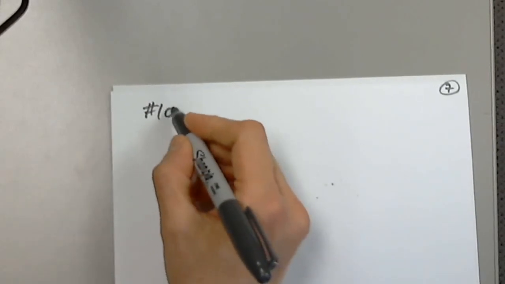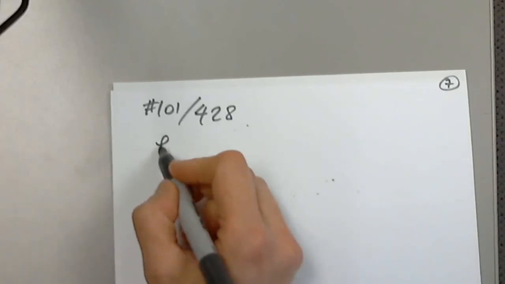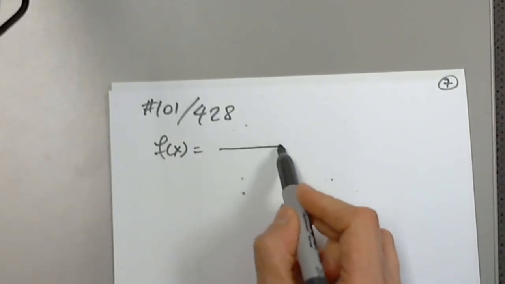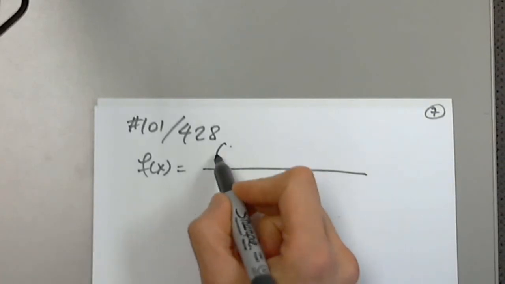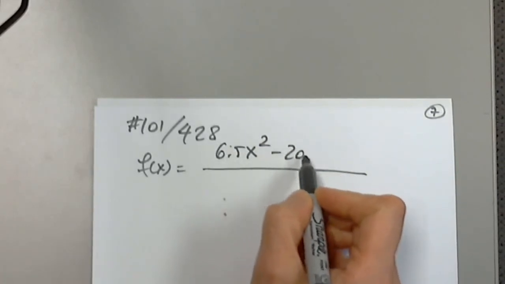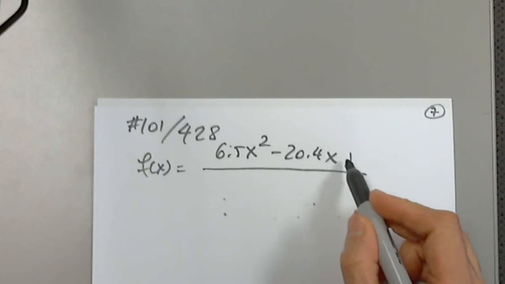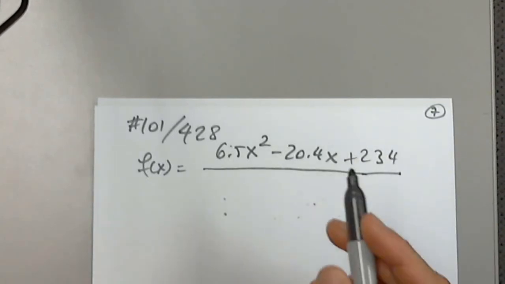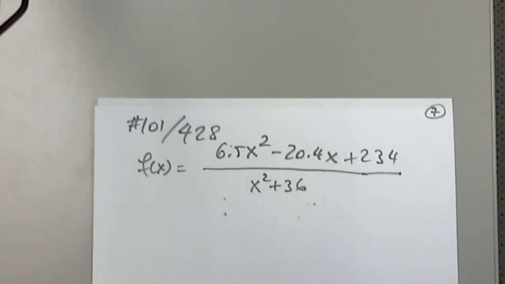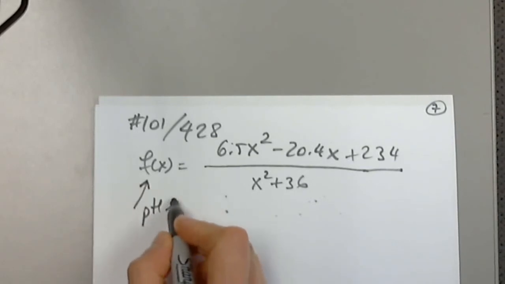Okay. Good. On page 428, I'd like to look at problem 101. We're given a function f of x, and I will ask you what type of function it is in a second. 6.5 x squared minus 20.4 x plus 234, everything divided by x squared plus 36. It says models the pH level. So this gives the pH level.